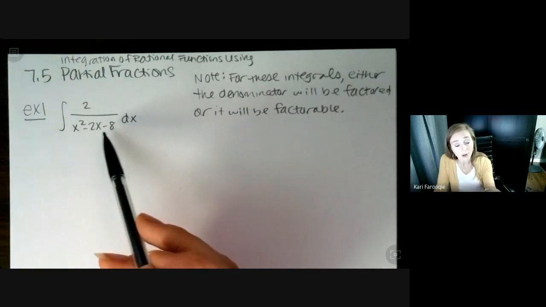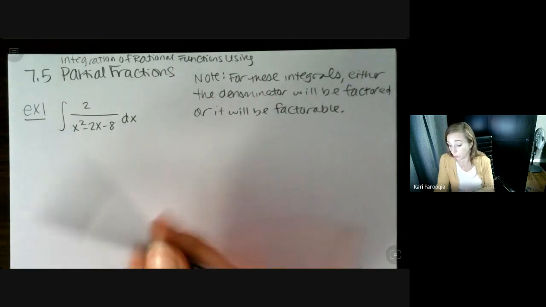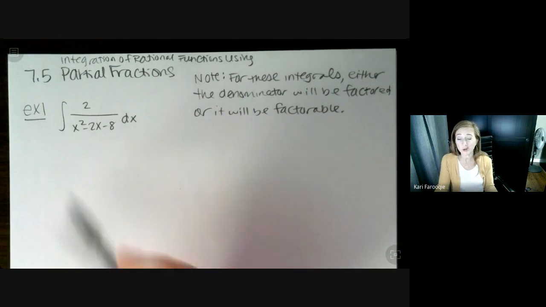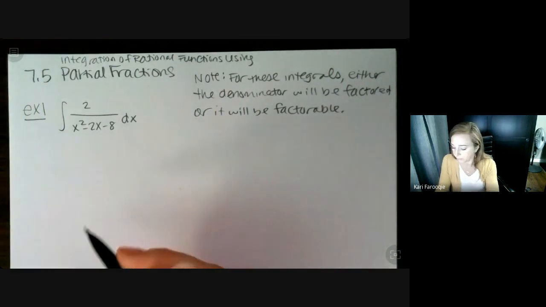You can do that in the office hour if you'd like. We can always do all these using different methods. Or you can try to complete the square and do it using a trig substitution. You can do that also. But you're going to find that if you can use partial fractions, that's going to be an easier way to do the integral if you can use it.